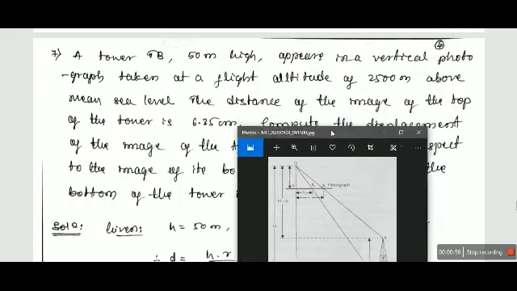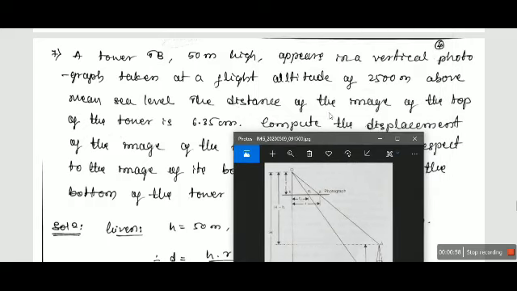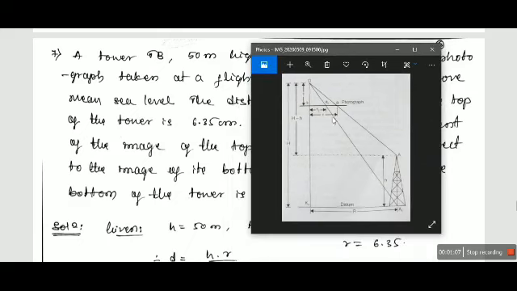Similarly, the distance of the image of the top of the tower is 6.35 centimeters. It means in this diagram, the distance of the top of the tower is printed on the photograph. The distance from here to the vertical line is small r, equal to 6.35 centimeters.